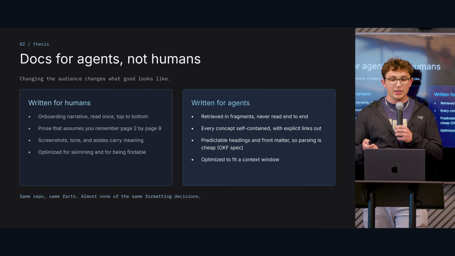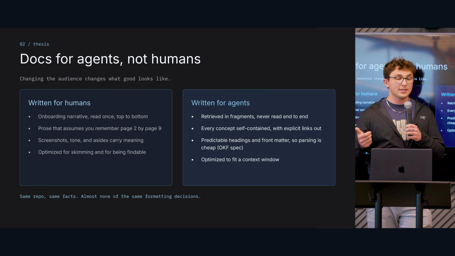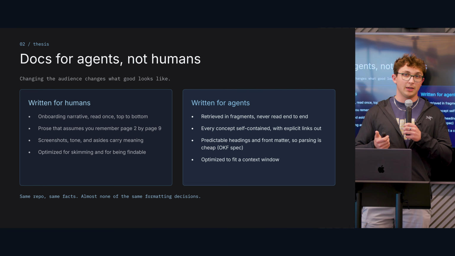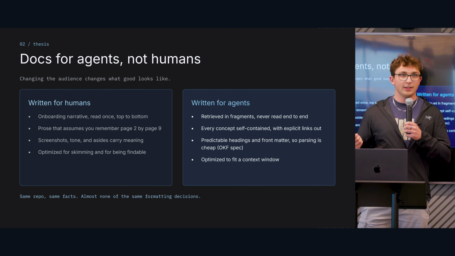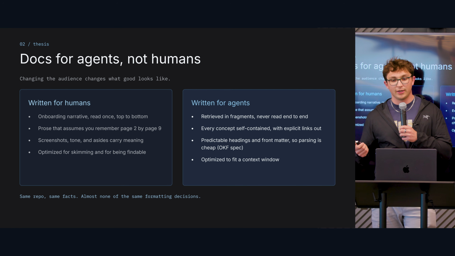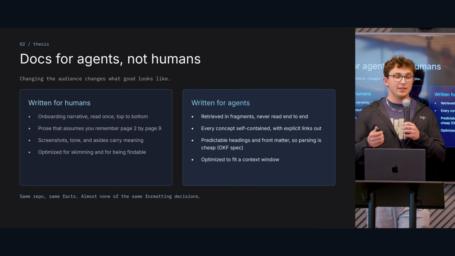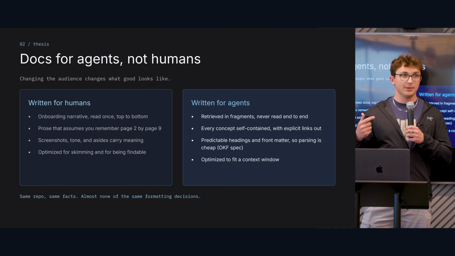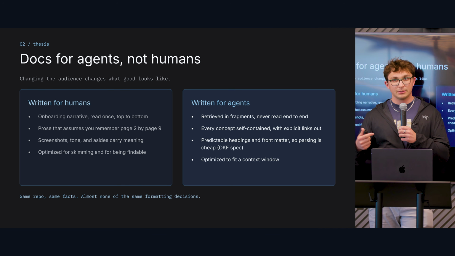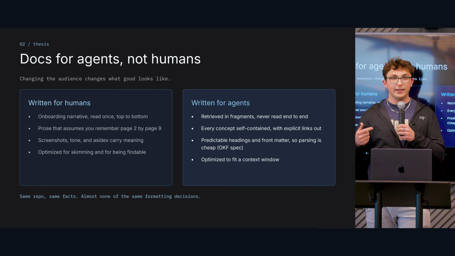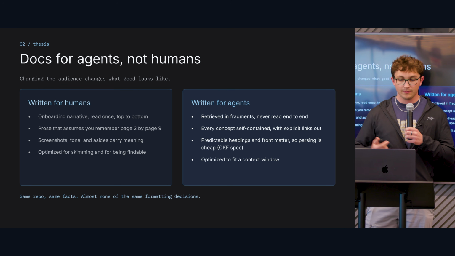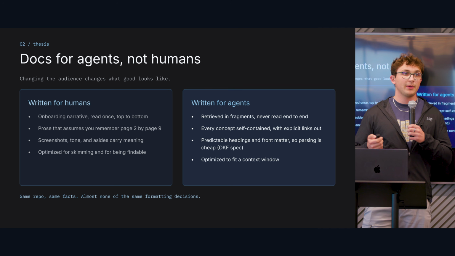If you build it for agents, your agents are going to retrieve fragments, probably not the entire docs page itself, and definitely not entire directories or folders within your docs. Every concept needs to be self-contained because they're going to be pulling snippets. You need predictable, precise, and accurate headings for filtering and searching. And you need to make sure everything's optimized to fit in a context window.